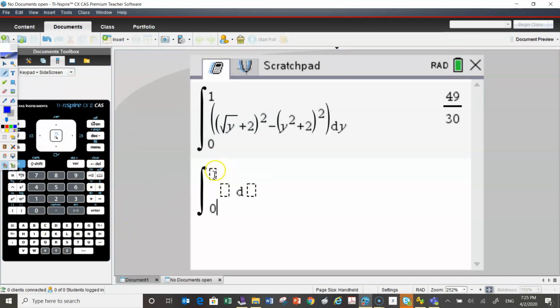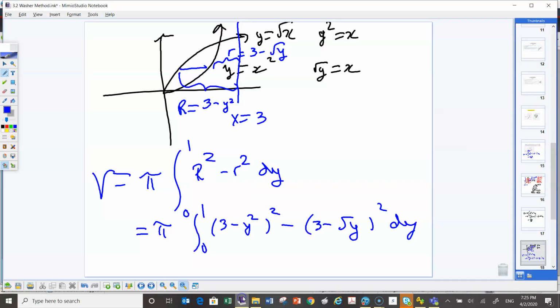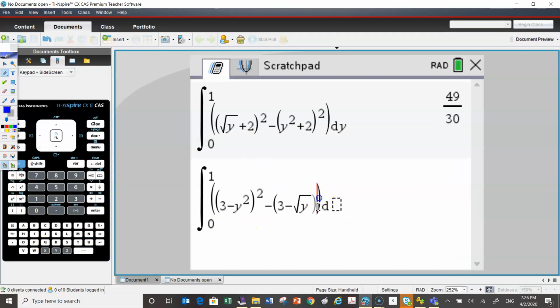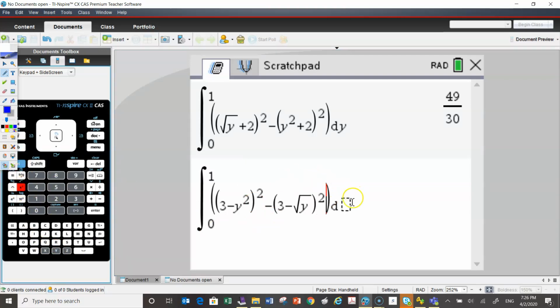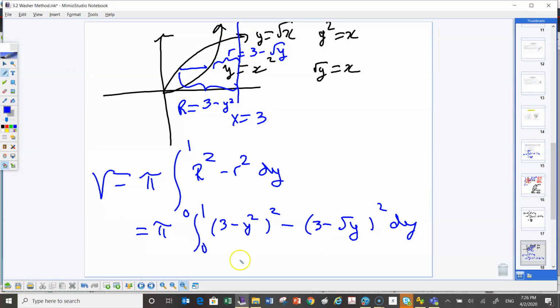Again, I'm going from 0 to 1. And it was 3 minus y squared, all squared, minus 3 minus root y, all squared. And I'm integrating that with respect to y. And that answer is 17 over 10. And when I multiply it by pi, it would be 17 pi over 10.